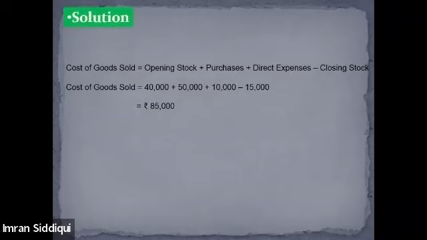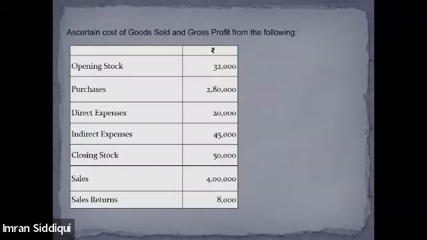This is the formula. I'm sure all of you must have applied this formula: opening stock plus purchase plus direct expense minus closing stock. All the values are given in the question itself, so it was an easy question. Next is question number 8. This time we need to determine the value of the cost of goods sold as well as gross profit. Since you already know the formula for finding the cost of goods sold, let me tell you the formula for determining the gross profit.